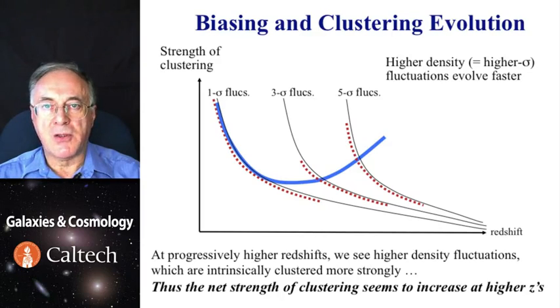It's not. It's just that you are changing the sample you're looking at, from say 5 sigma peaks to 3, 2 sigma peaks, and so on. But all of them increase in time. Each of these density contrasts gets stronger in time. It's just that the highest ones get there first.